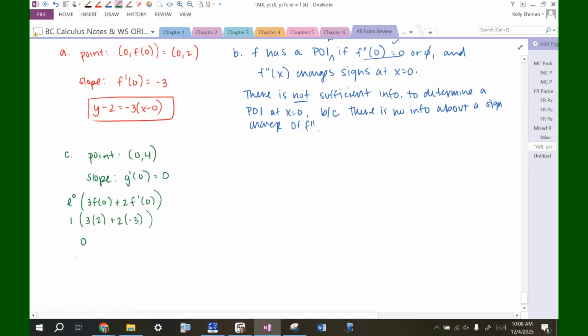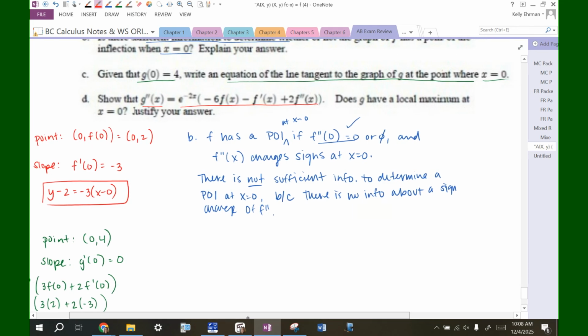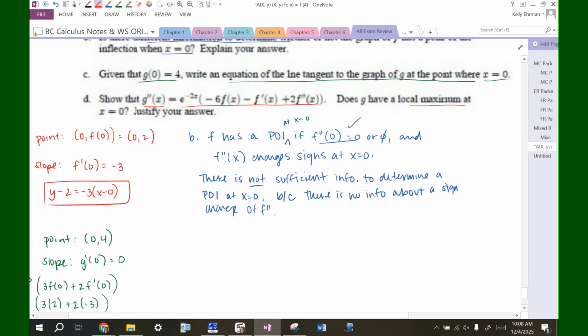All right, so what's our equation? It's just y equals 4. You could say y minus 4 equals 0 times x minus 0. That's still correct. All right, so far this hasn't been too bad. Let's see what part D is. Part D looks like it might be gross. Okay, show that g double prime equals this. And does g have a local max at 0? Justify your answer. So first, let's show that g double prime equals that.